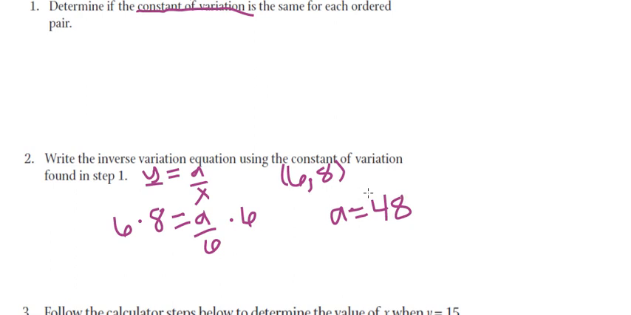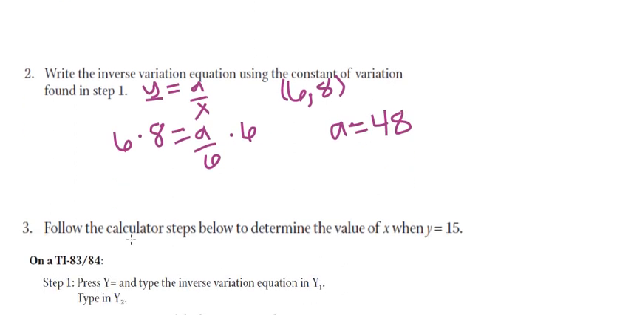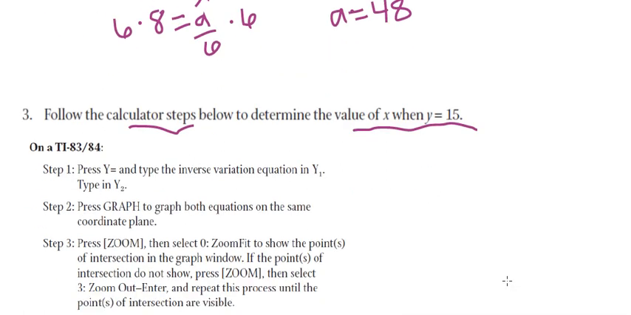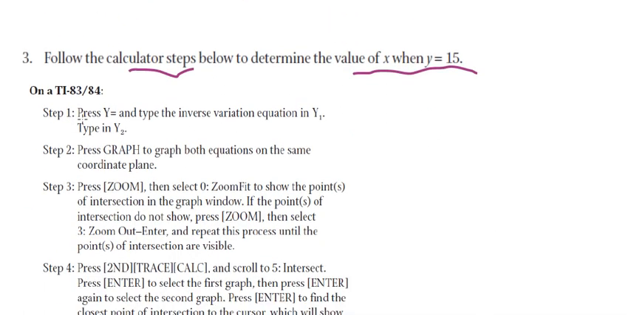So what they're asking us to do now is to follow the calculator steps. We're not going to use our calculator right now. We are going to determine the value of x when y equals 15, and we're going to use that product rule. So what we know is that x1 times y1 is equal to x2 times y2.